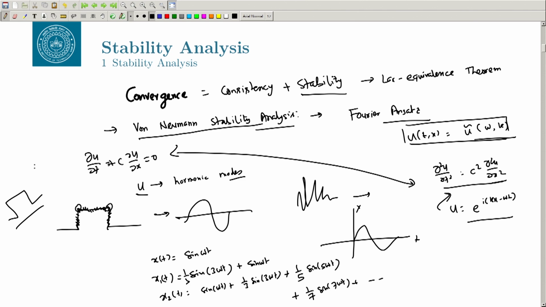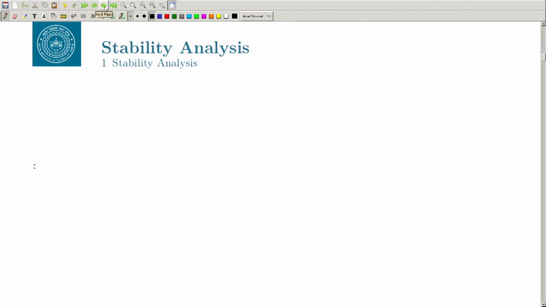So, that is why we will stick to the representation of u in terms of harmonic modes and we will represent it on a grid. How do you represent it on a grid? Let us make a grid. So, you have a grid and we will consider a uniform grid. Before I go there, I want to tell you some limitations of this von Neumann stability analysis.